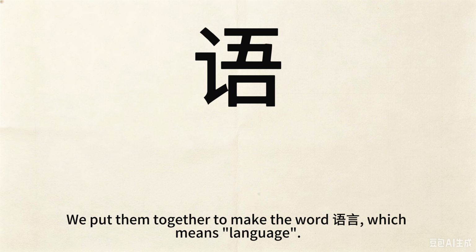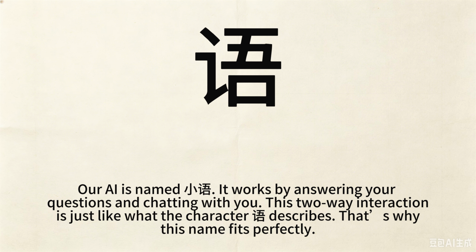We put them together to make the word 语言, which means language. Our AI is named 小雨. It works by answering your questions and chatting with you. This two-way interaction is just like what the character yu describes. That's why this name fits perfectly.